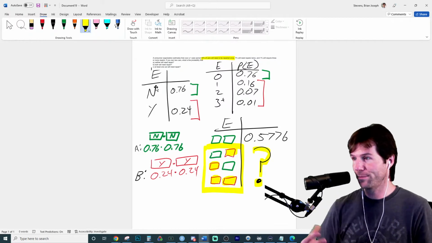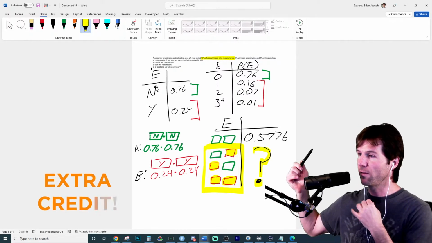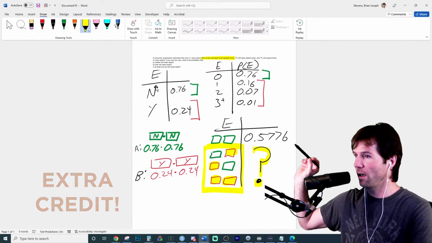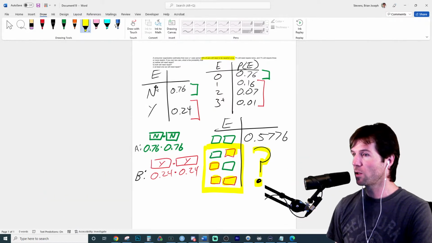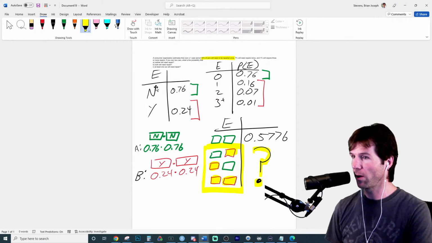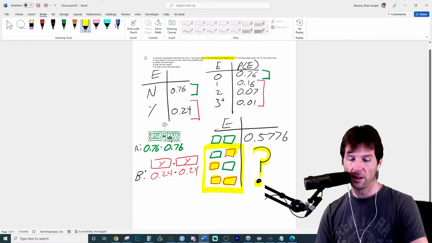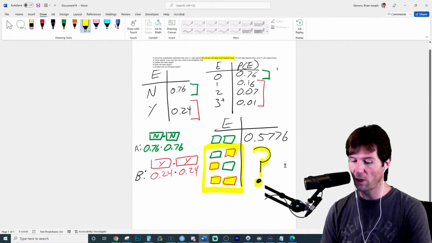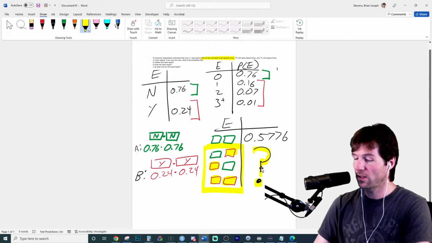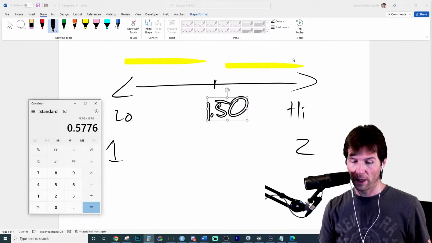Cassie, 100 points. You got it. Yep, because that's everything but no cars needing repairs. So at least one car needing repair is everything but none of your cars needing repairs. So you could subtract from one and you could get the remaining probability. That's exactly it. Great job.